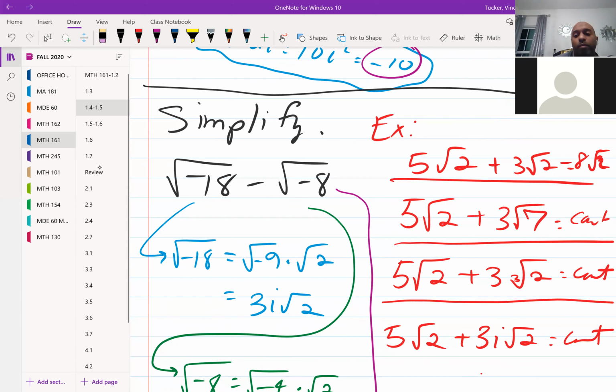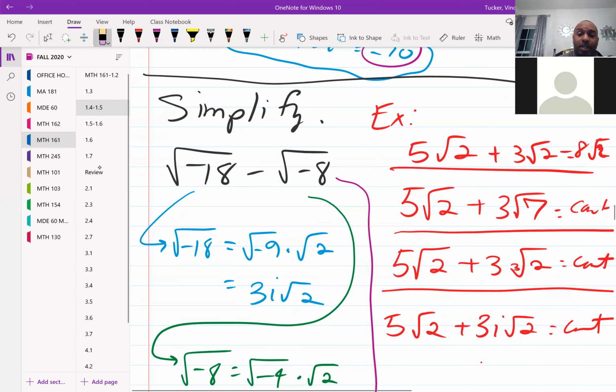5 square root of 2 plus 3 cube root of 2, I can't add those together because one has an index of 2, that's the square root. One has the index of 3, that's the cube root. So we're talking about over here. And then for the last one, we have 5 square root of 2 plus 3i square root of 2. Can't add those together because one has i and the other one doesn't. So you want to make sure that both parts are real or both parts are imaginary. Make sure you have the same index of your radical and the same radicand.